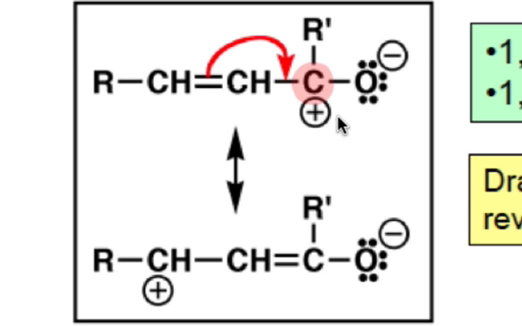Pushing electrons to the carbonyl oxygen reveals that the carbonyl carbon, the traditional electrophilic carbon, is still electrophilic in the alpha-beta unsaturated carbonyl. However, because this pi bond is in conjugation with the carbonyl group, we can push electrons once more, and this reveals that the terminal carbon of the double bond is also electrophilic.